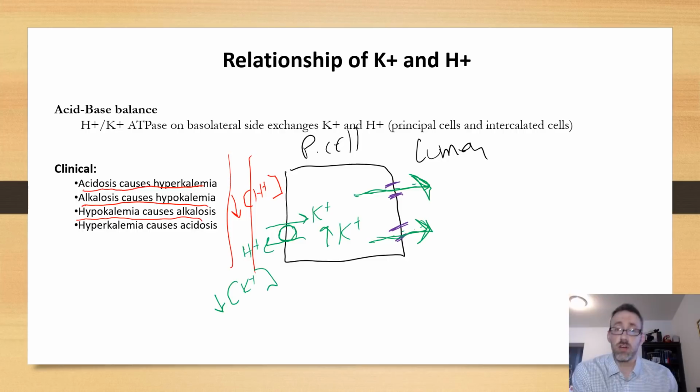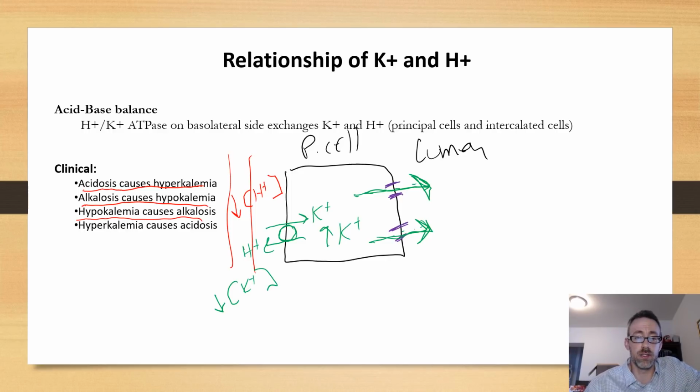And so this is something you should look for. Anytime somebody is in an acidotic or an alkalotic state, their potassium levels can change because of these exchangers on the basolateral surface. And I already mentioned hypokalemia can cause alkalosis, and that was due to the apical exchanger. Hyperkalemia can also cause acidosis.